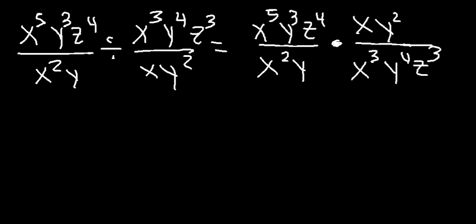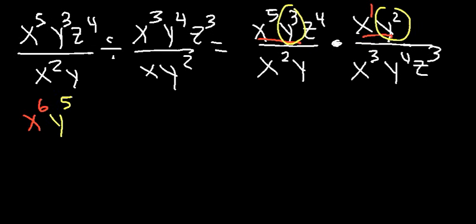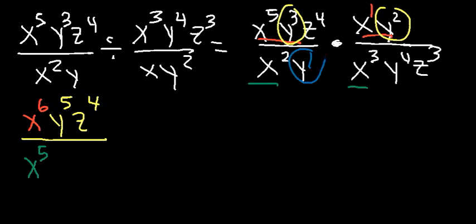Since we're only dealing with variables, let's go ahead and multiply the numerators. x to the 5th times x to the 1st: if you multiply, you need to add the exponents. That's x to the 6th. y to the 3rd times y squared is y to the 5th power, and then we're left with z to the fourth. Now on the bottom we have x squared times x cubed, which is x to the fifth, and then y to the first times y to the fourth, which is y to the fifth, and then z to the third.